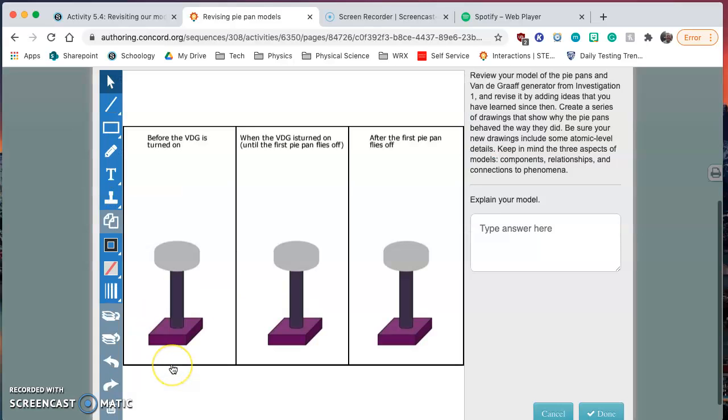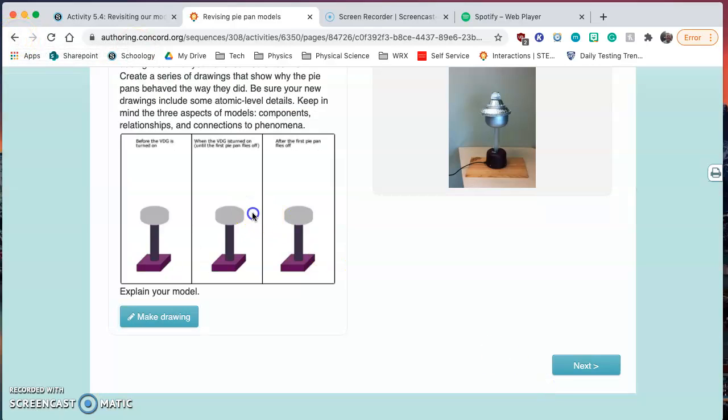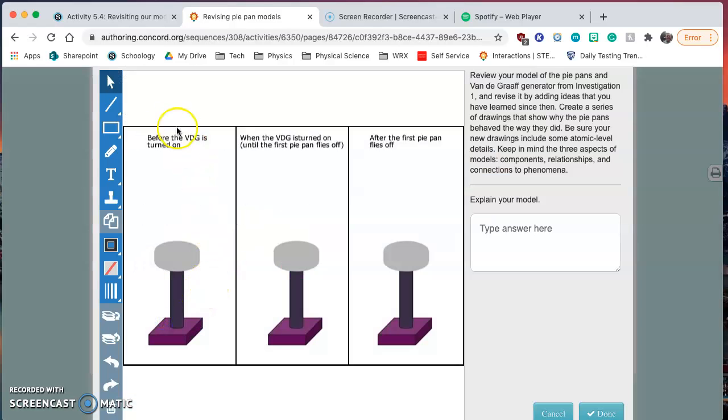But you're revisiting this model we did in the beginning of the semester. There's 3 parts: before the VDG is turned on, when the VDG is turned on, and when the pi plates start flying off. Okay, so a couple things. This is the thing that you're screenshotting for the discussion.